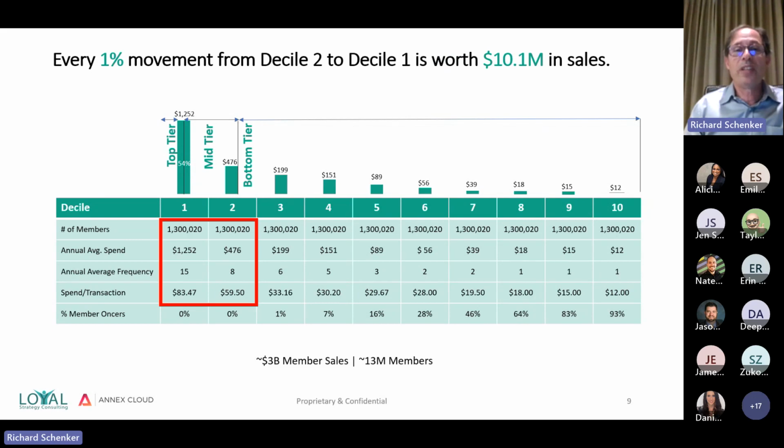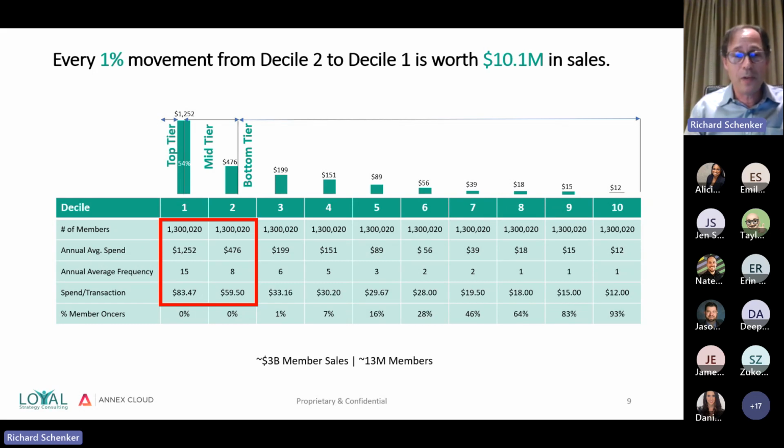Similarly, for every 1% movement from decile 2 to decile 1, that's worth about $10 million in sales. So I think what's interesting here is when you're making decisions how to invest against these deciles, you want to look at where is the biggest opportunity for upside financial gain. And what it appears to be is if we can move just 1% of decile 2 to decile 1, that's worth 10 million in sales. If we move 2%, that's 20 million, and so on. You can do the math.